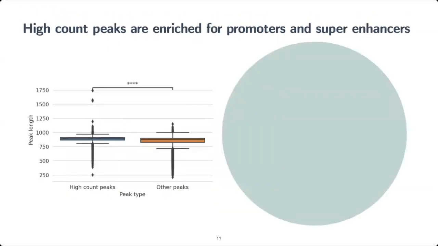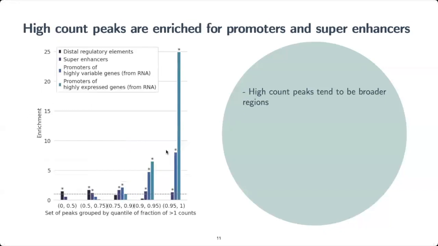Yes, and then we went to the third step that we actually wanted to see what kind of regions have high counts, are these interesting regulatory regions. So the first thing that we did is that we looked into the length of these regions. So we saw that high count peaks tend to be broader, so larger accessible regions than peaks with less counts.